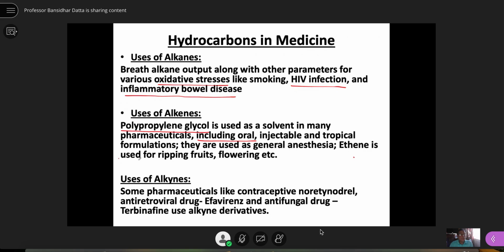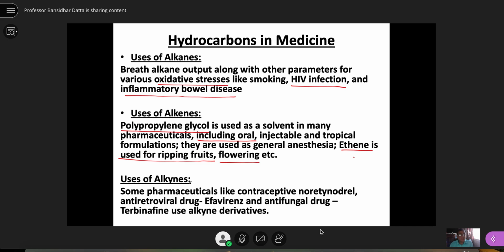Ethene is used for ripening fruits. If you do gardening, you have seen that a tomato's initial color is green; as time goes on it becomes yellow as the ethylene concentration increases, and at the peak it becomes a very ripe red. Flowering is also due to ethene. C2H6 is ethane, C2H4 is ethene.